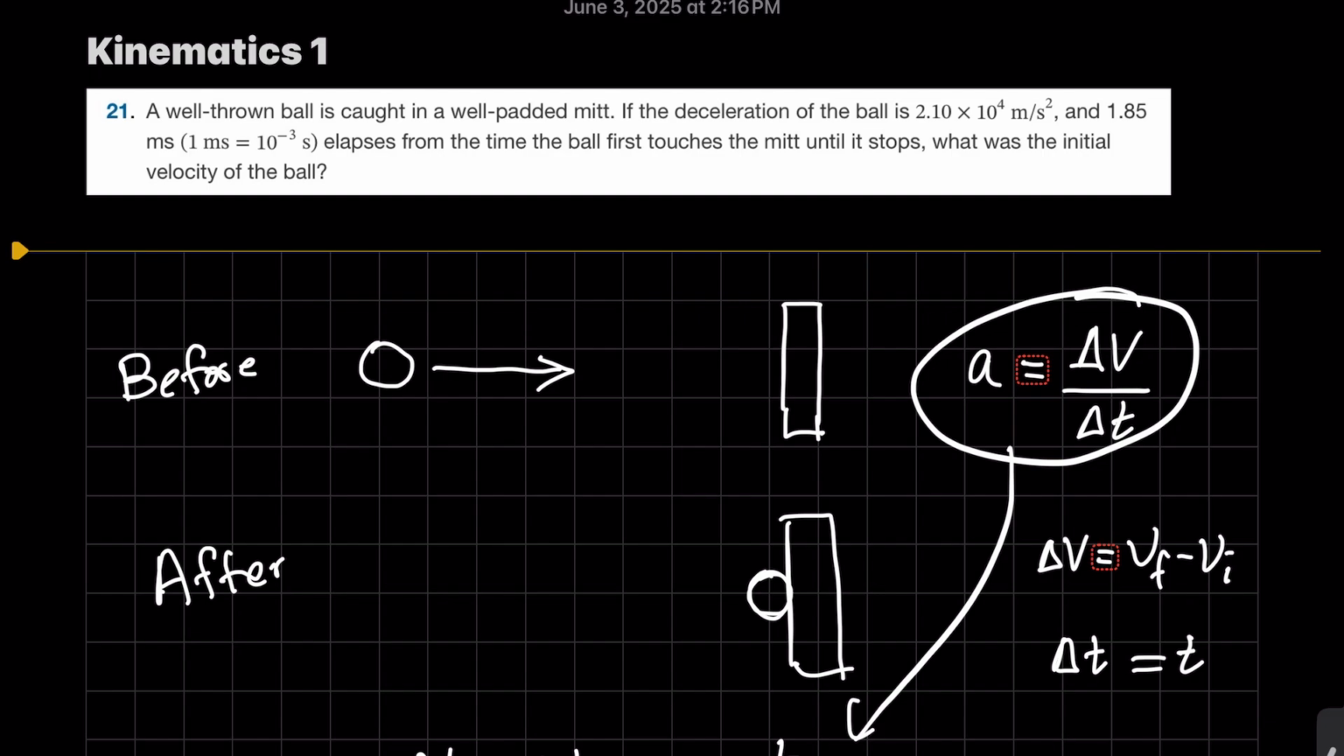So when I read the number, so if the deceleration of the ball is 2.10 times 10 to the 4 meters per second squared, right? That number, when I'm reading through it, I just kind of skip over in my head. I see it, but I kind of put it aside, as I'll come back to that later. I'm thinking of that number as a variable a, right, for acceleration.